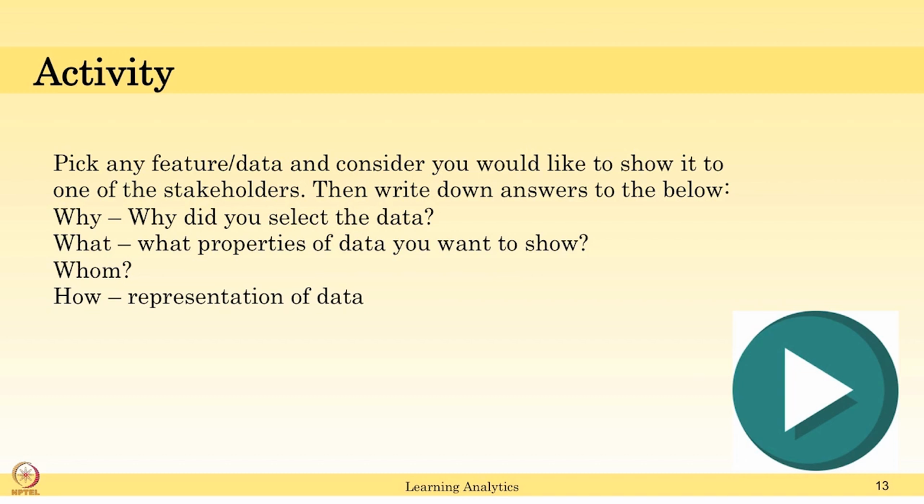Why did you select this particular data? Why do you want to show this data to that particular stakeholder, and which stakeholder are you picking? Because based on the stakeholder you pick, what data you want to show will change, right. So, what data you want to show, what properties of the data you want to show, and how do you want to represent it? In which type, like a table, text format, or some plots or graphs. So, list down answers for these questions. After listing it down, resume the video to continue.